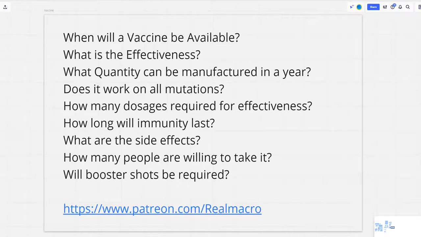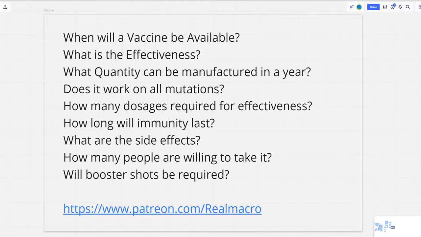Maybe there's a hiccup in distribution or something happens, right? And then you end up in a very bad situation. So that's why I always say, just because you got a vaccine doesn't mean we're going back to normal anytime soon. The expectations are so high that we're going to go back to normal that any kind of hiccup is going to screw the markets up.